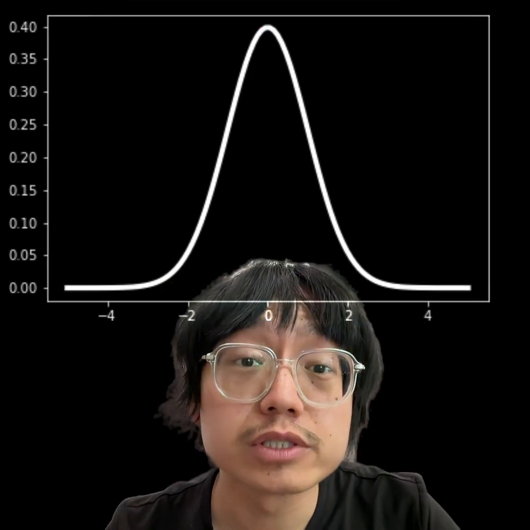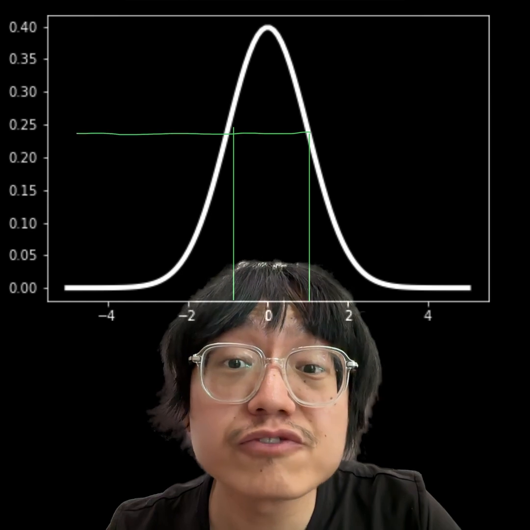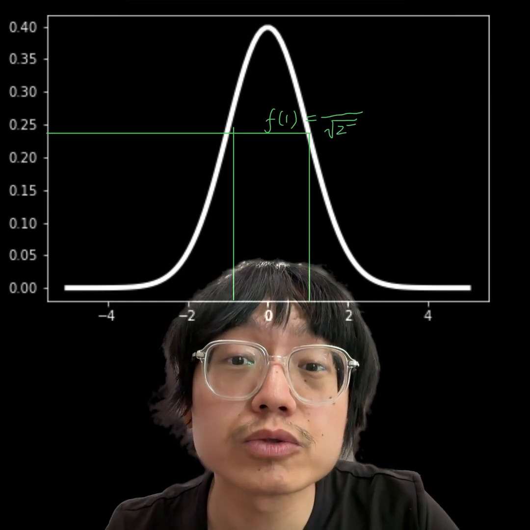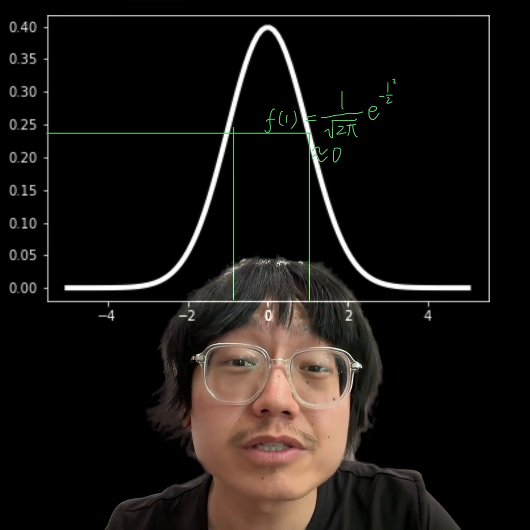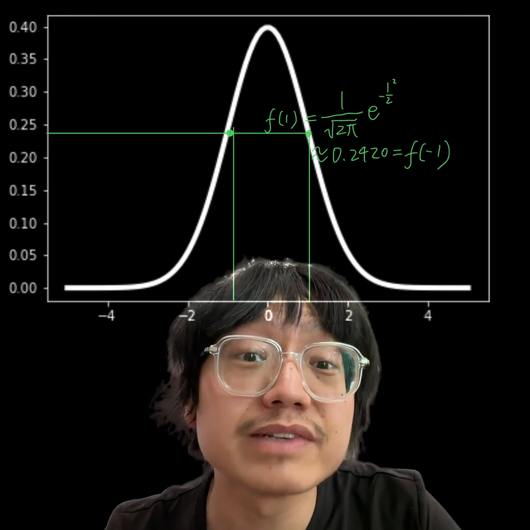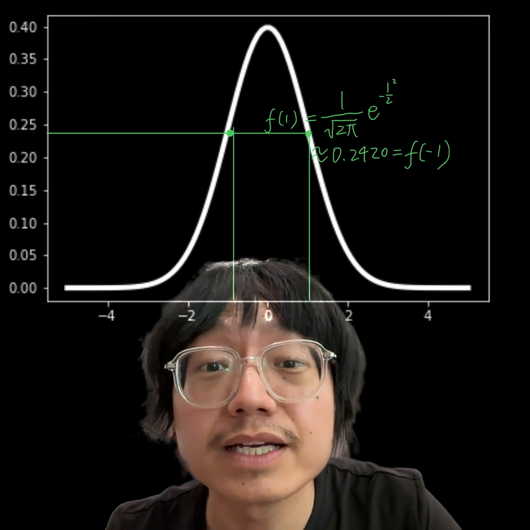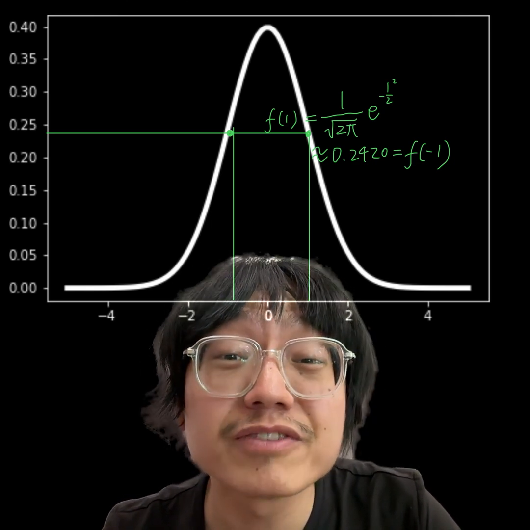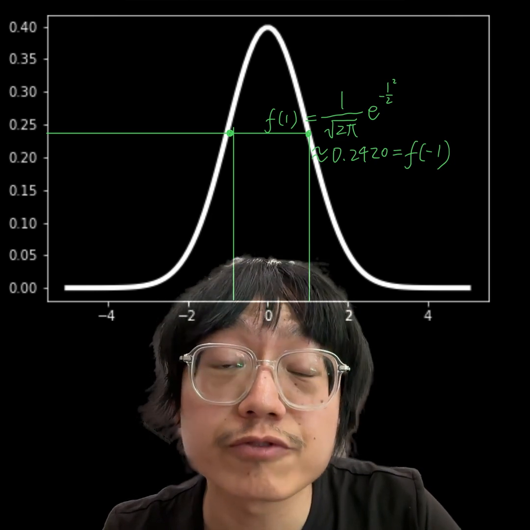When x equals 1 or x equals negative 1, they are one standard deviation from the mean. f of 1 equals 1 over the square root of 2 pi times e to the negative 1/2, which is approximately 0.2420, and f of negative 1 equals f of positive 1, which is also approximately 0.2420. So the density is lower further from the mean, which reflects the lower probability of values further from 0.